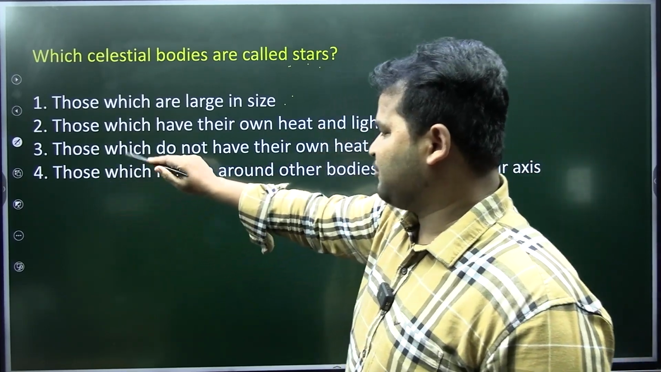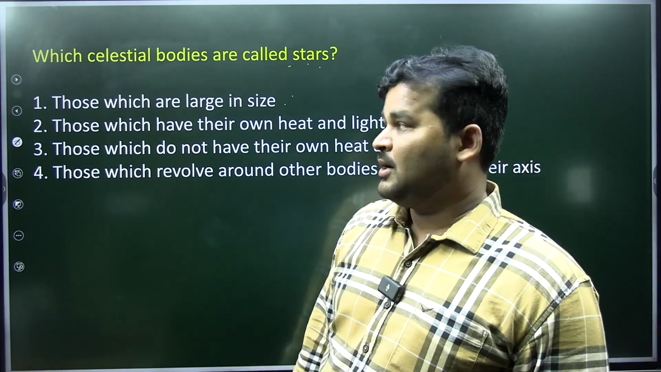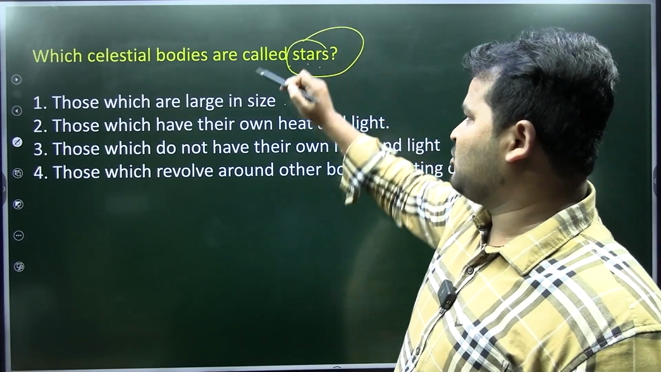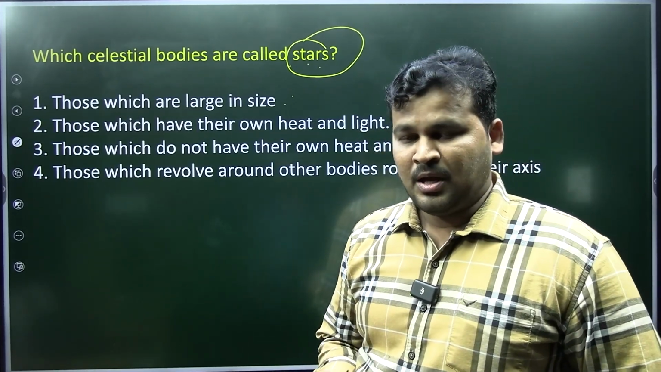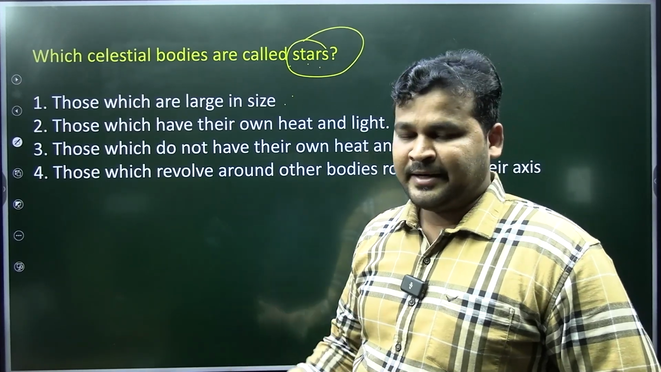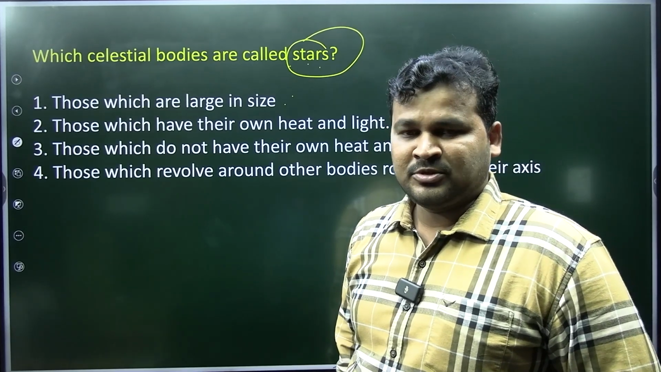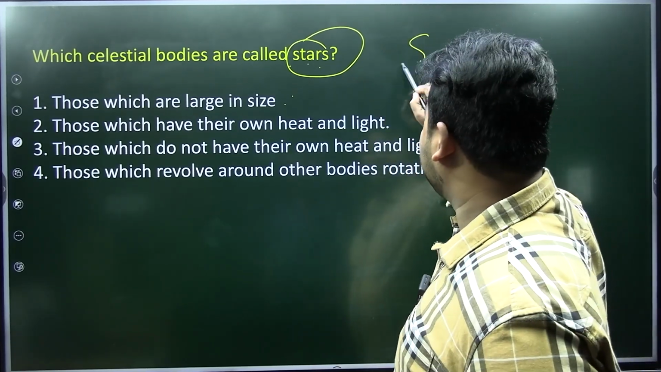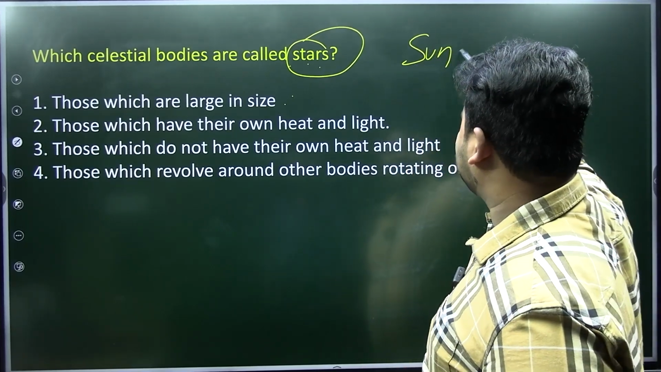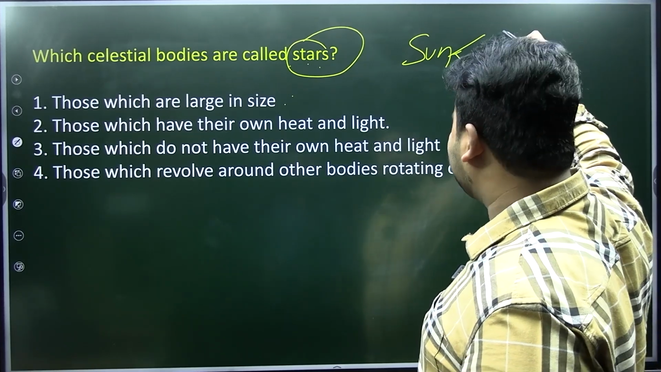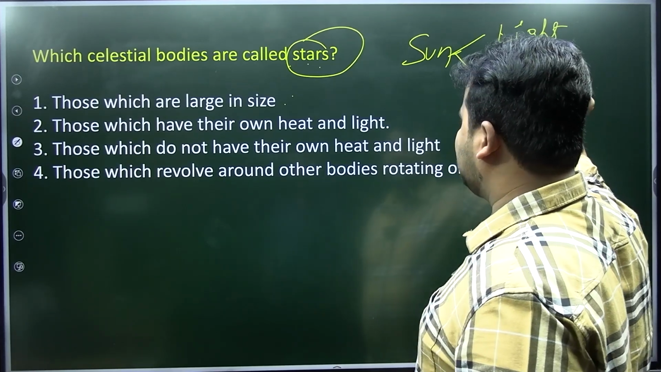Fourth one, those which revolve around the other bodies rotating on their axis. Let me discuss one more time the definition of a star. A star is a celestial body which can produce heat and light energy on its own. Have you seen any star? Exactly. The Sun is our star, which we can see with our naked eyes. The Sun has the capacity of generating light as well as heat on its own.